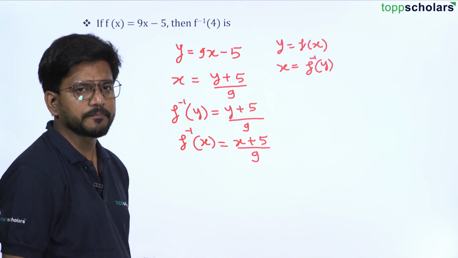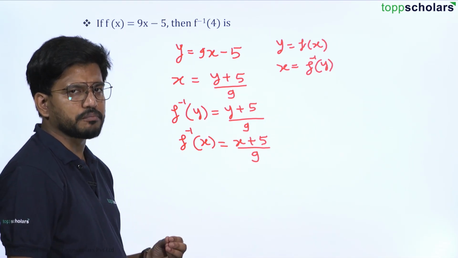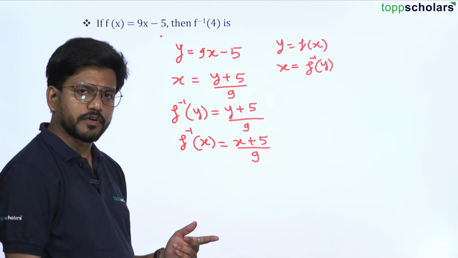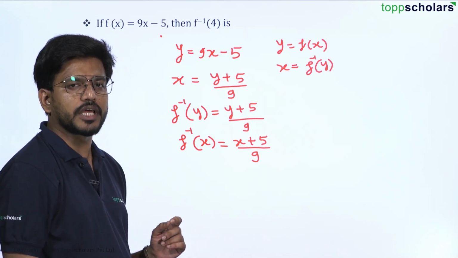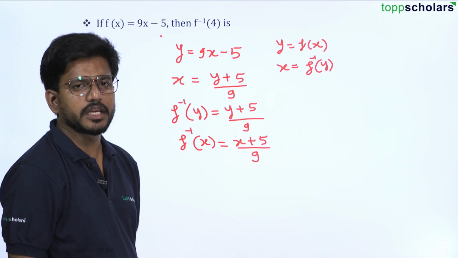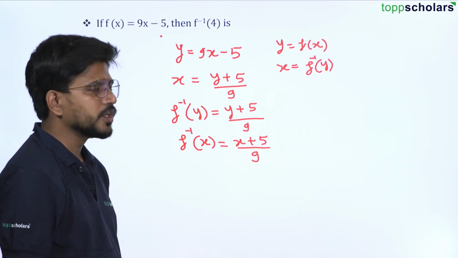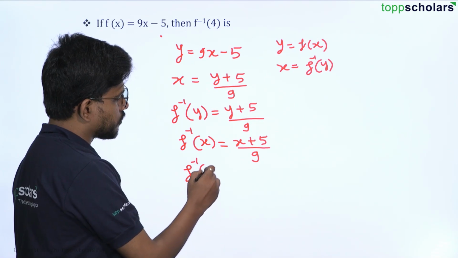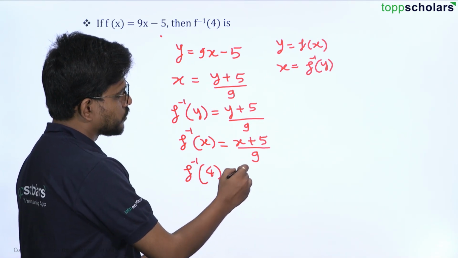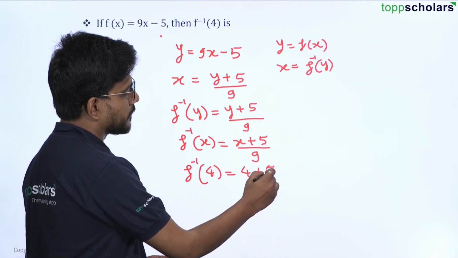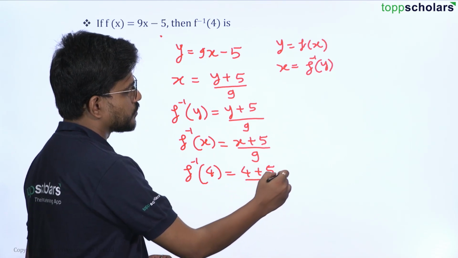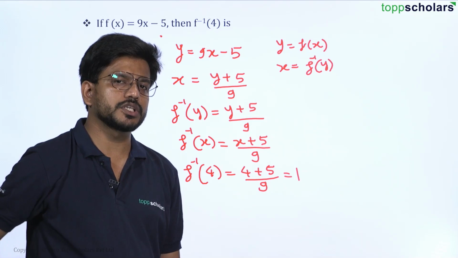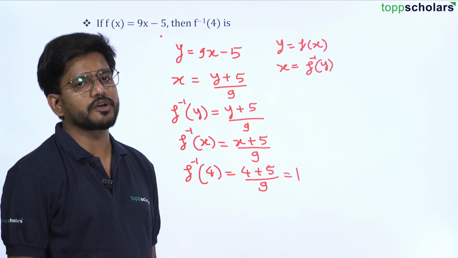Pretty simple, right? How do we do that? The subtraction operation of 5 will turn into plus 5 and the multiplication operation of 9 will turn into division by 9, and that is how we get the inverse. Now, we need the value of f inverse 4. So, putting the value of x as 4, we are going to get our answer. So, that would be (4 plus 5) the whole divided by 9, which will be 9 by 9, which is 1. So, the correct answer to this question is f inverse 4 is equal to 1.